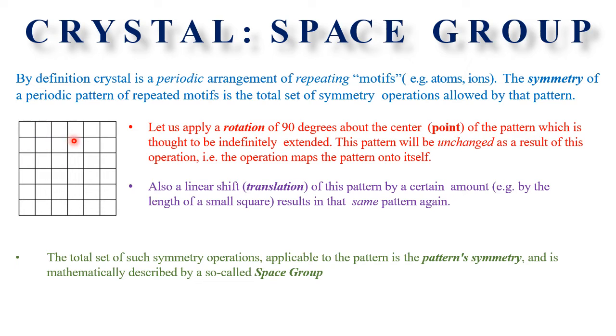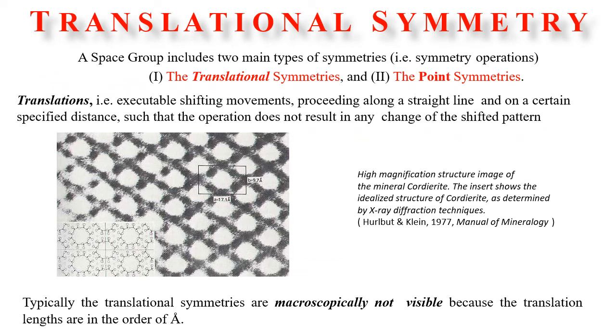So we may have a rotation, we may have a translation. A total set of such symmetry operations applicable to the pattern is the pattern symmetry, and mathematically they are described by the so-called space group. So now we have translational symmetry. A space group includes two main types of symmetry operations. The first is translation symmetry, which we have seen in the earlier slide, and the second is point symmetries.